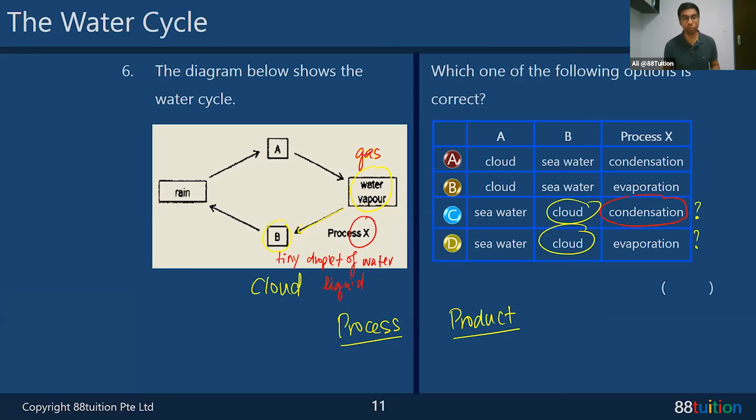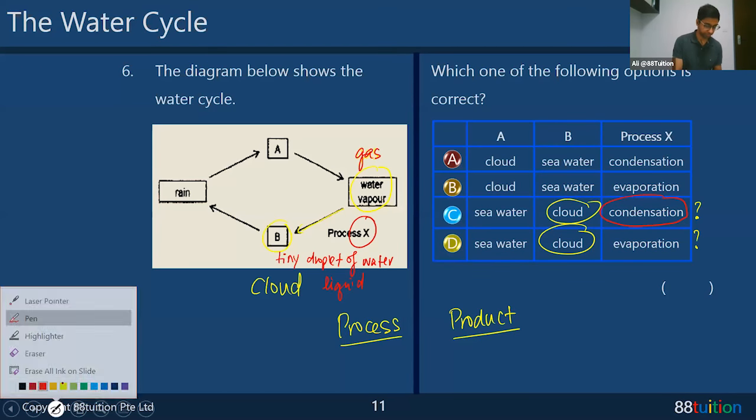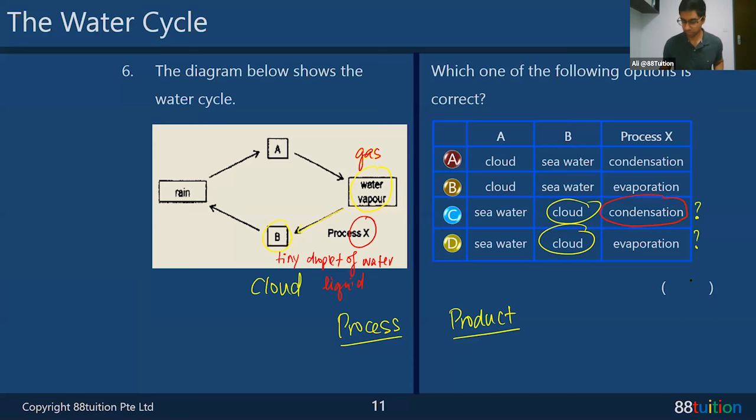A lot of you make a mistake here because you could have chosen D instead of C. The answer is C. It's condensation. The process from water vapor, a gas, to tiny droplets of water is condensation. So that's why you made a mistake. A lot of you are not sure of the process, whereas for the product, you are very good. So first find the product, then find out whether it is gas to liquid or liquid to gas and so on. Then you will find the answer.